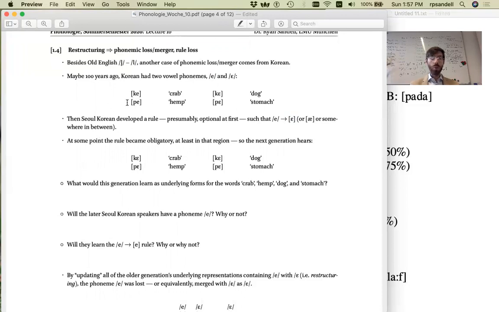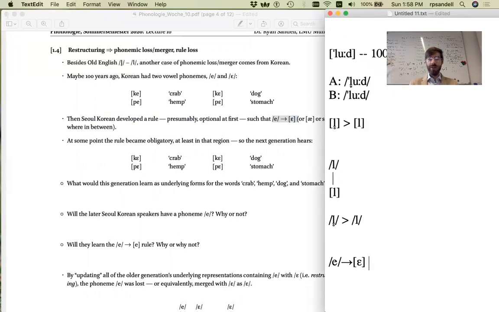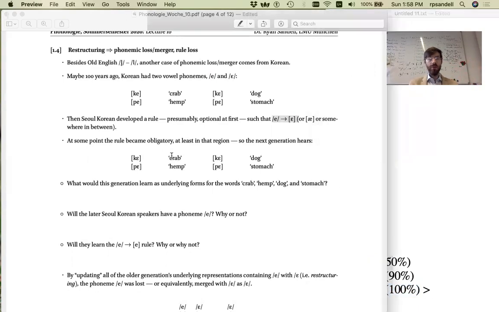Just as we can imagine for the English case, at some point this rule of A to E can be described with a similar course of events in terms of rule optionality. Say early on, in one generation of speakers, it applies half the time. In a later generation, it becomes very likely to apply, such that in the third generation it's essentially interpreted as an obligatory rule, leading to the phenomenon of restructuring and rule loss that we've described.